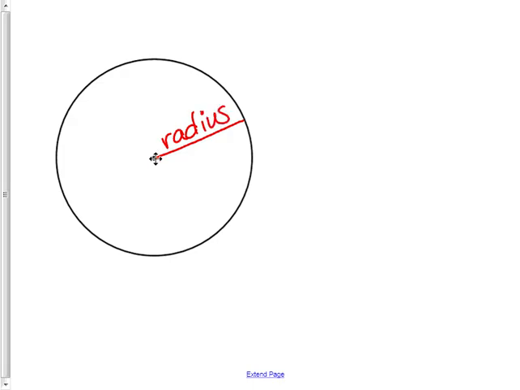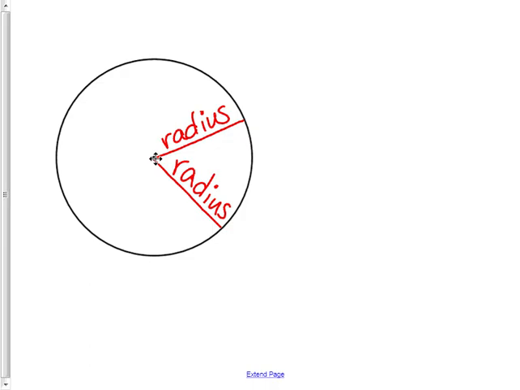As you can see from this picture, the radius is a line segment that goes from the center of the circle to the edge of the circle. And I can draw the radius anywhere I want. Here's a radius, here's a radius. I can draw the radius anywhere that I want as long as it goes from the edge of the circle to the center of the circle. And every radius in one circle, any radius that you could draw in the same circle is going to have the same length.